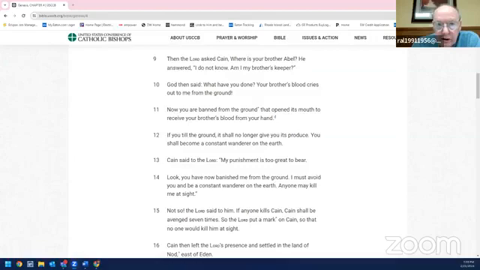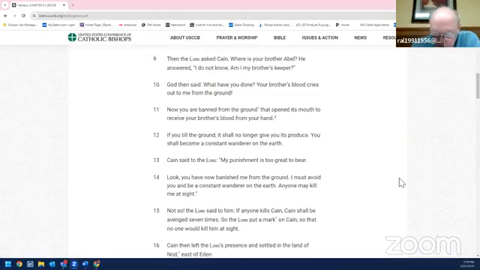And God, I'll read this passage to you then. Genesis 4:10 to 16. God is going to punish him. He's going to send him away from his family. He's going to ban him from his people. But Cain protests.